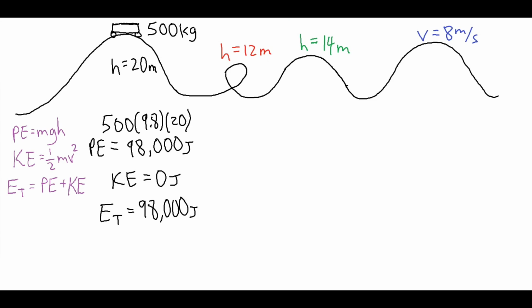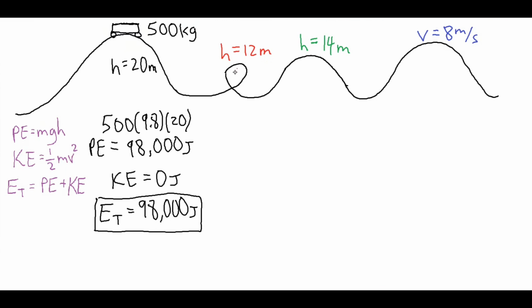Now that first hill is going to be a key calculation because it gives us a very important value, which is this one right here, our total energy. We know that total energy is going to be consistent, so whatever the potential and kinetic are at every point in the roller coaster, they should sum up to 98,000 joules. All right, so here's what we're going to do. We are going to take that idea, and we're going to solve for the kinetic energy, the potential energy, and the velocity for this next hill.